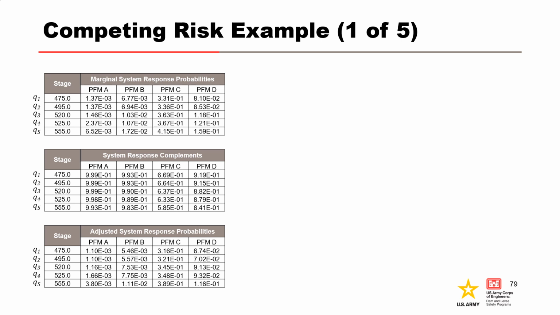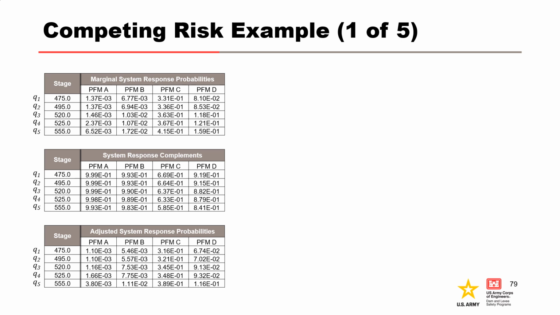This brings us to an example. We are given the system response for 4 potential failure modes, A, B, C, and D, and we are going to calculate their adjusted system response probabilities, assuming competing risk. The top table is the marginal system response probabilities. The second table is the complement of each system response, or 1 minus the system response. Calculating the complement up front will simplify the final equation, kind of like it did when we were performing a common cause adjustment. Finally, the third table is the solution to the example.